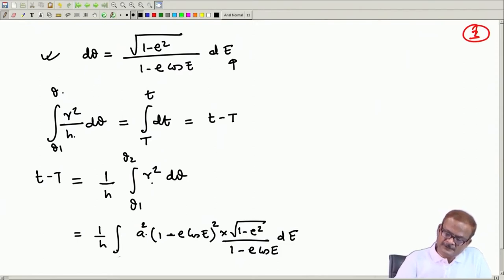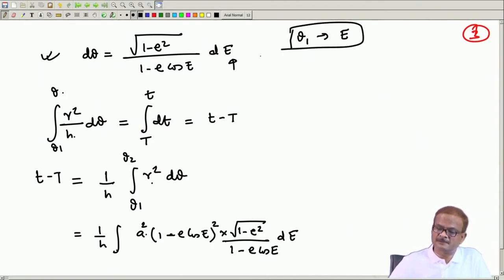Now, this theta 1, once we have converted, theta 1 corresponds to a certain value of e, we have to compute it using the relationship we have developed for e and theta. So, using those relations we can work it out. Okay. So, we will do these problems later on, especially in the trajectory transfer, where this is very much required. So, at that time we will do this problem.